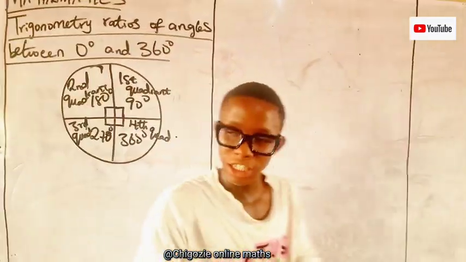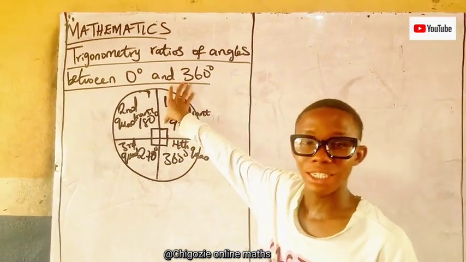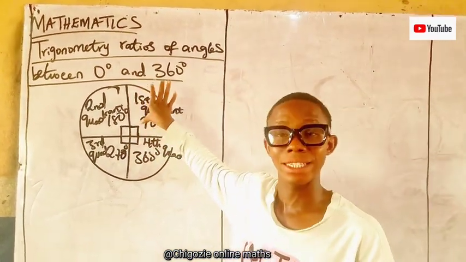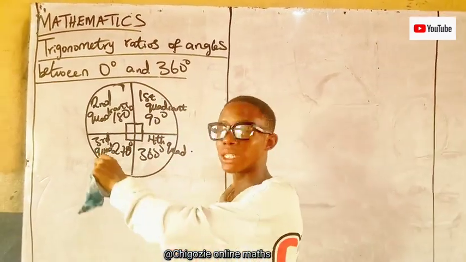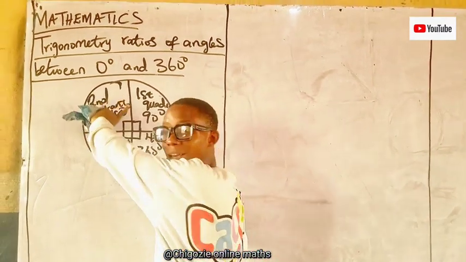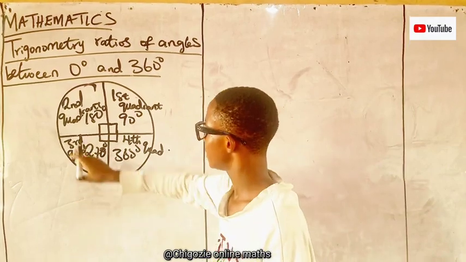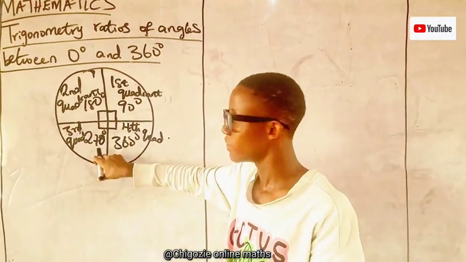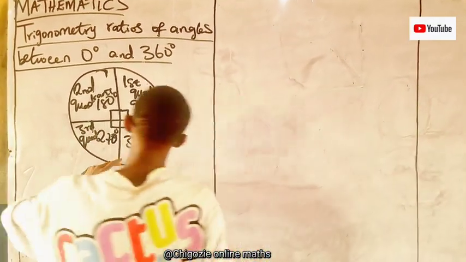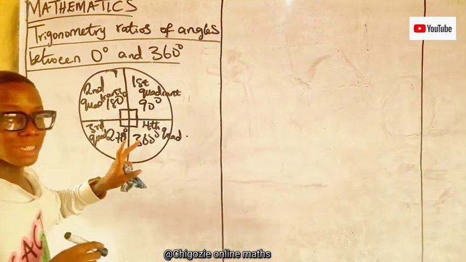If you look at this, you will see that the first quadrant is between 0 degrees and 90 degrees. The second quadrant is between 90 and 180. Angles here are from 91 to 180. Here is from 181 to 270. And here is from 271 to 360.